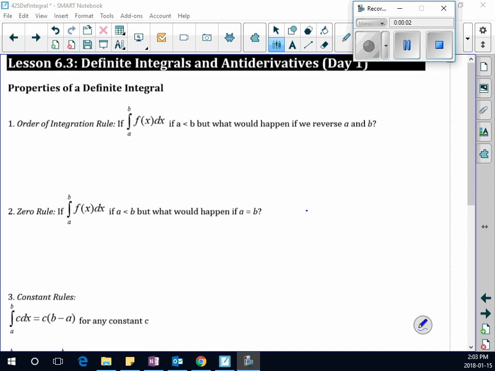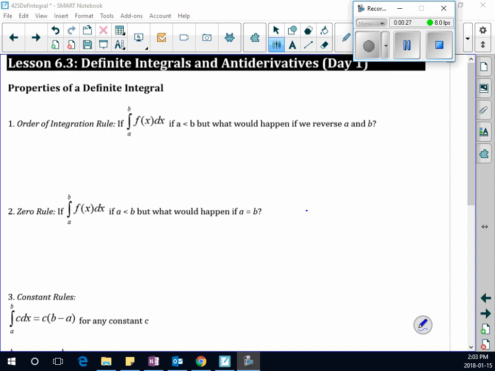In order to do the definite integral, we need to know some of the properties of an integral. So the first property is the order of the integral rule. If we have an integral going from the lower limit a to the upper limit b of f of x dx, but this happens when a is less than b, meaning a is the lower limit and b is the upper limit, what would happen if we reverse a and b?